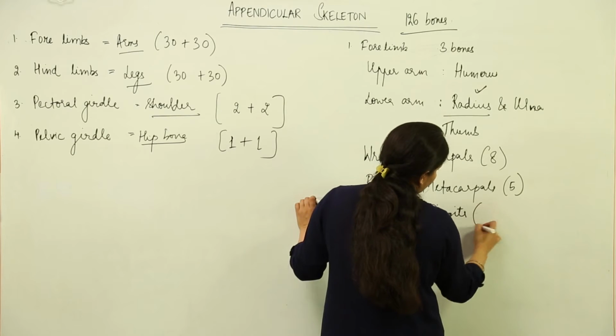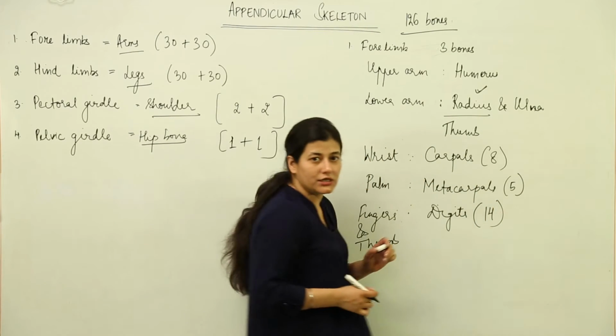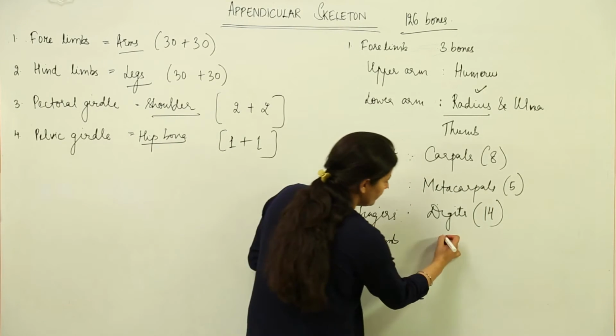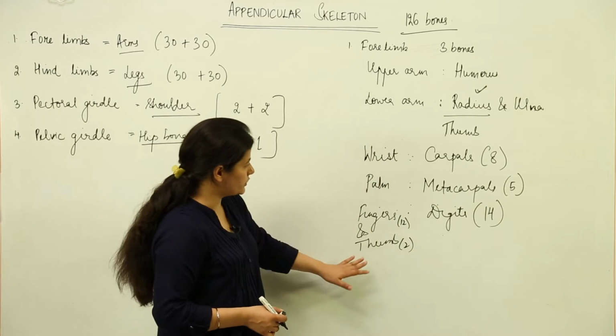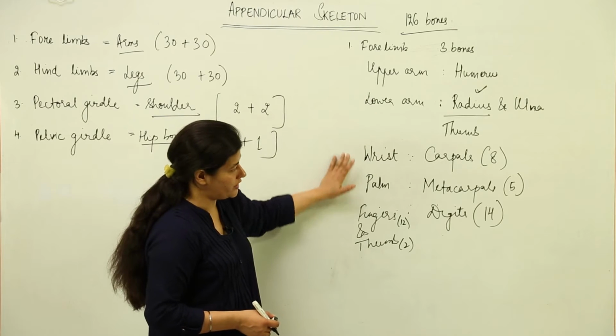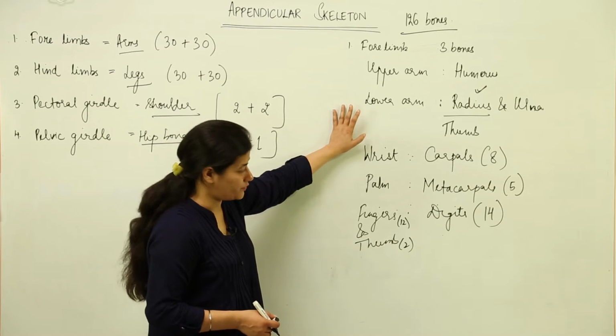And how many would be the digits? They would be 14 in number. Okay, 2 for thumb, fingers they have 12, and thumb they have 2 bones. So this is all about the forelimb, the composition of the forelimb that is present.